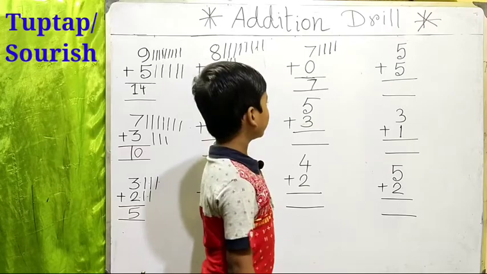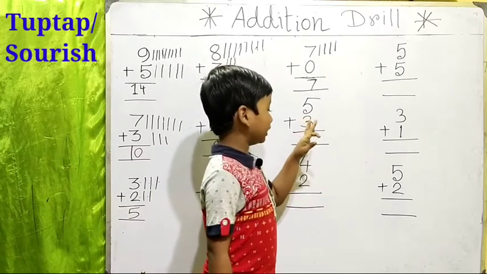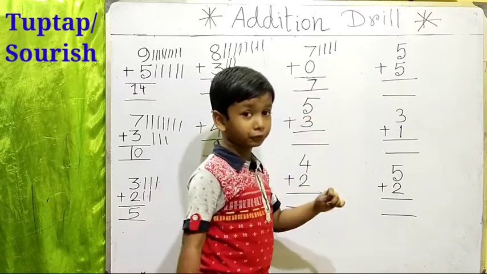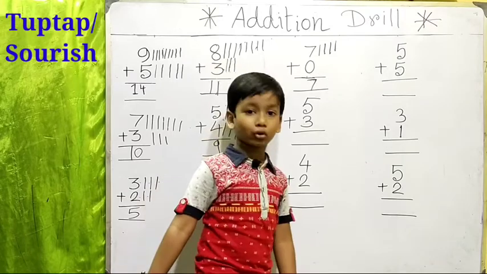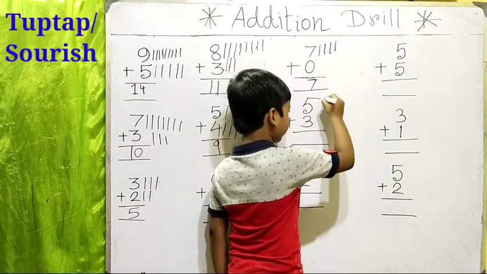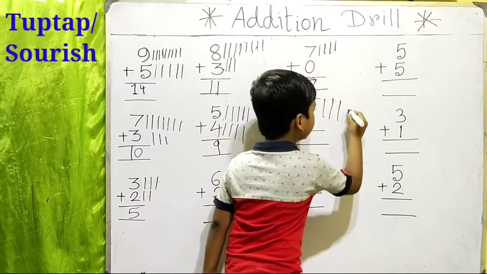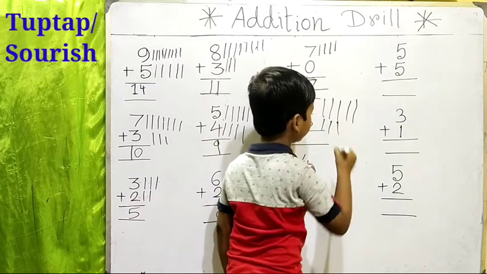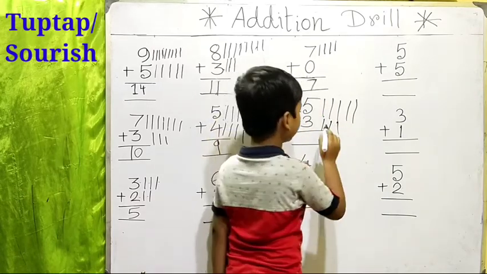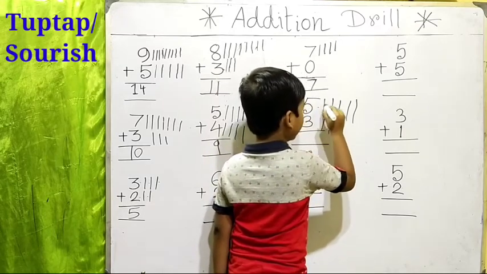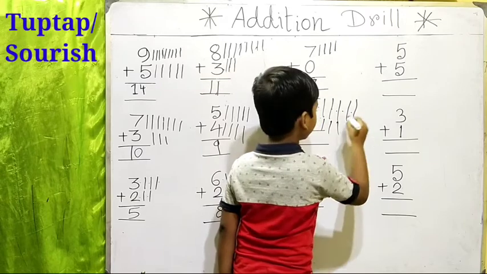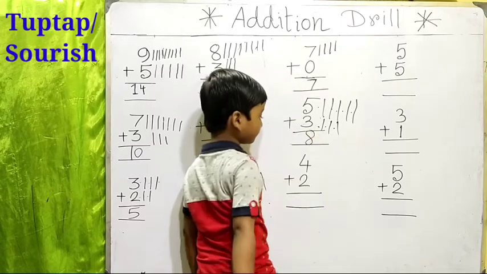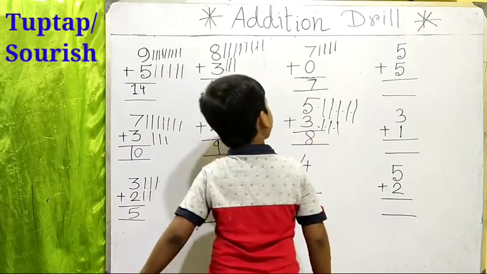5 plus 3. Friends, you think your mother gave you 5 chocolates and your father again bought 3 and gave you. So, how many chocolates in total? Let's see. Draw your 5 lines. 1, 2, 3, 4, 5. Here, 3. 1, 2, 3. So, how many lines in total? Let's see. 1, 2, 3, 4, 5, 6, 7, 8. Our answer is 8. Next example.